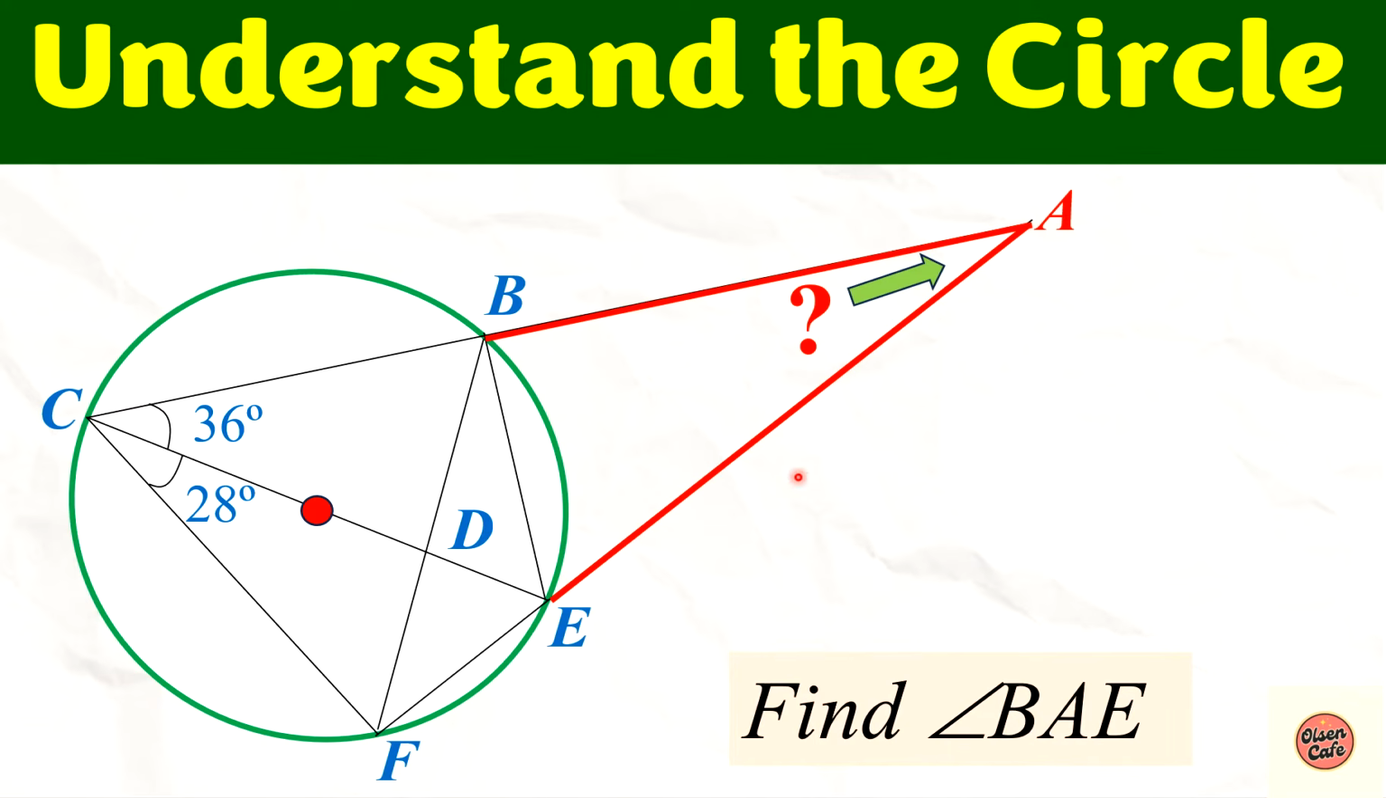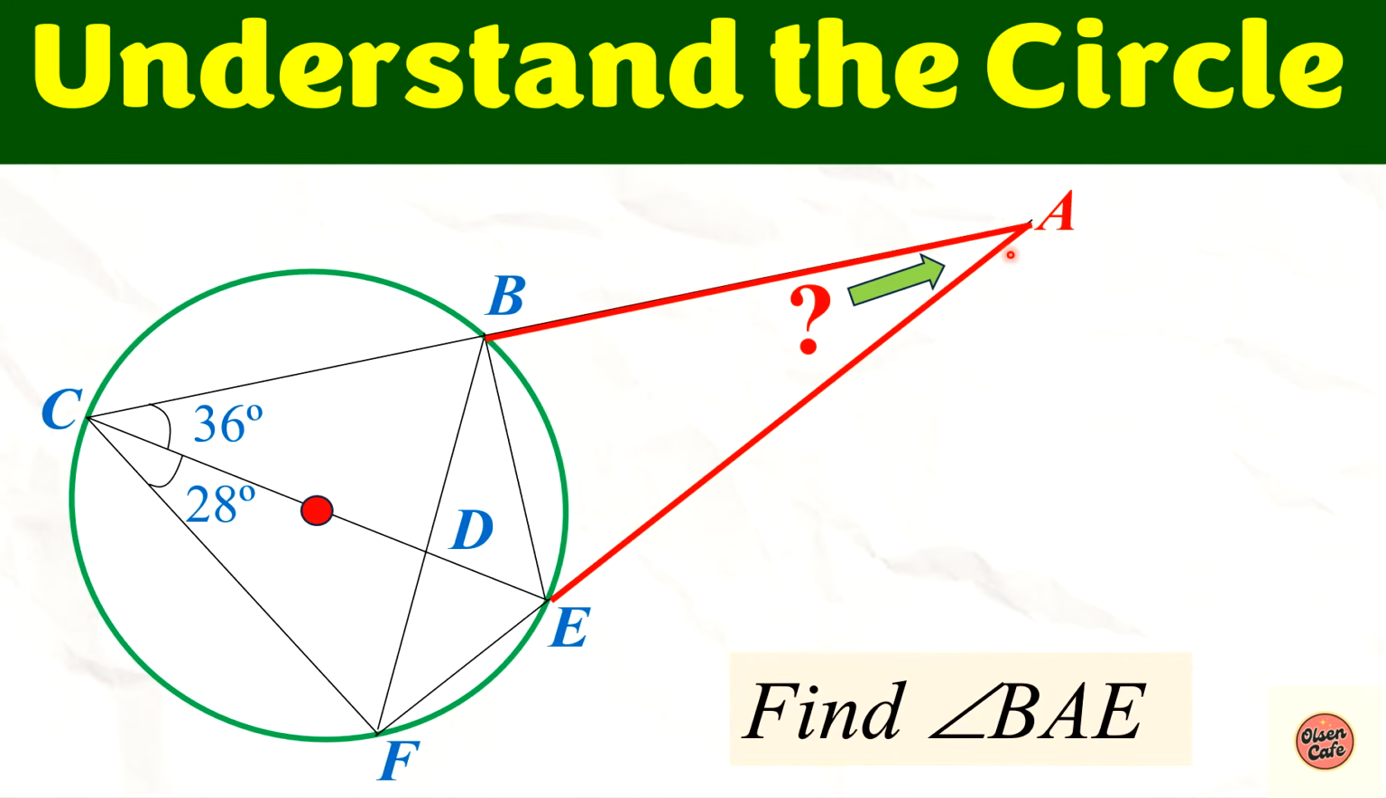What you see here is a bunch of intersecting chords. Do take note that AC and AF are not tangents, simply because these two lines cut across the circle at two points. There are many other circle properties that you can identify here, but let's not get distracted by them. Since we want to find angle BAE, let us focus on just this angle BAE.